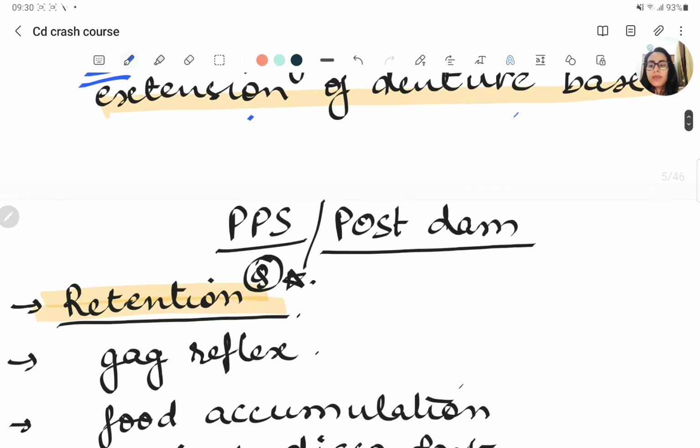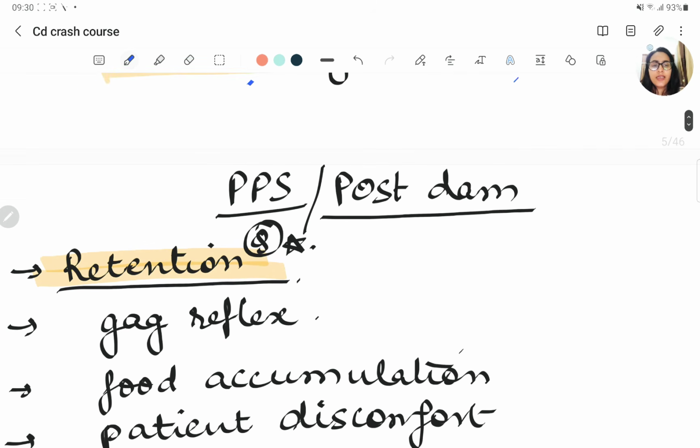Coming to the PPS, also known as the postdam. The posterior palatal seal area, or the postdam, gives retention. Why do we record this posterior palatal seal area? Because posteriorly it is going to provide a seal. Once it provides a seal, it will work as anti-gravity, because we also have gravity acting on the maxillary denture. We want the maxillary denture to stick in the mouth. For that, we create a vacuum inside. So posteriorly, we are going to seal with the posterior palatal seal area.